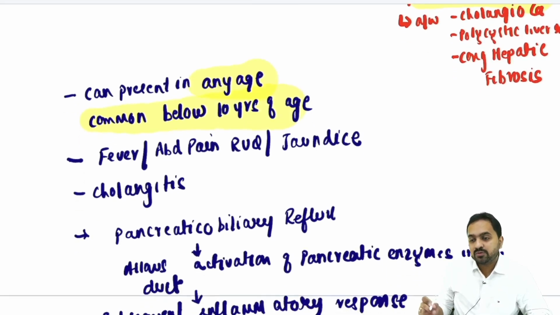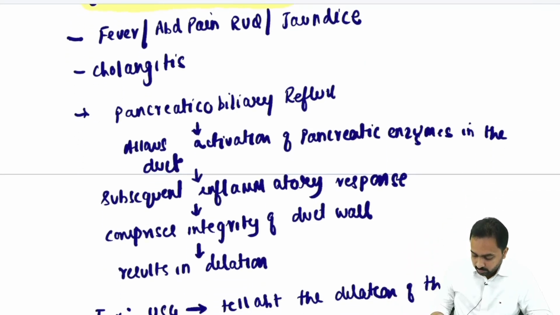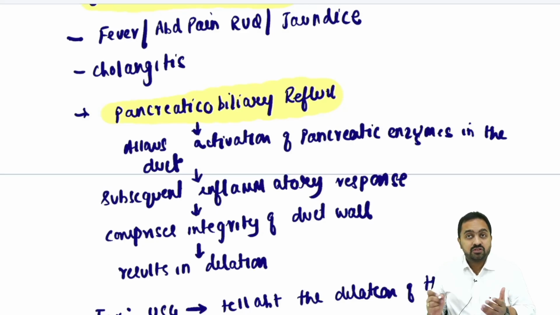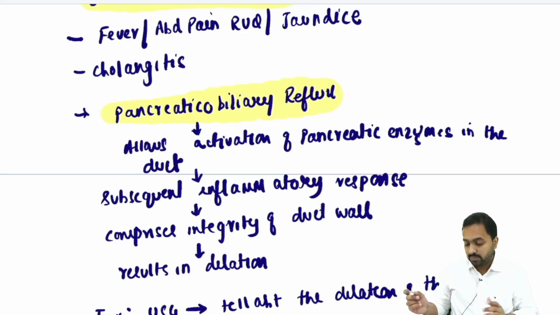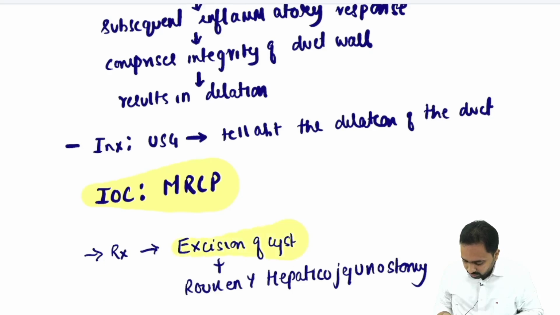It usually presents with fever, abdominal pain, right upper quadrant pain, and jaundice. The most important pathogenetic factor is the pancreaticobiliary reflux, which occurs due to the anomalous pancreaticobiliary duct junction. The investigation of choice is MRCP, and for treatment, it is excision of the cyst and Roux-en-Y hepaticojejunostomy.